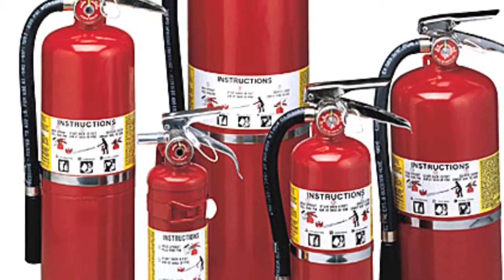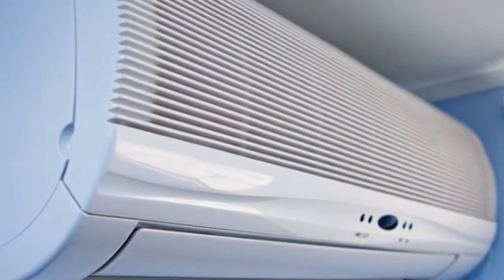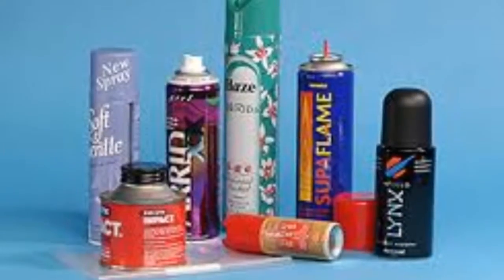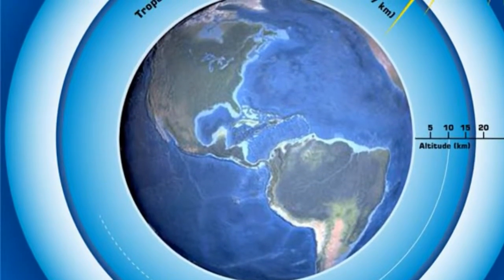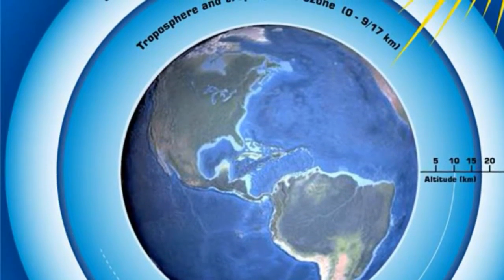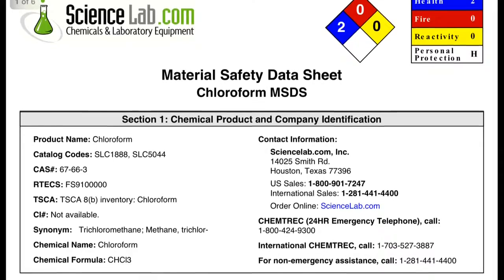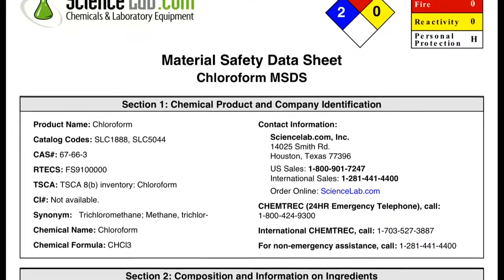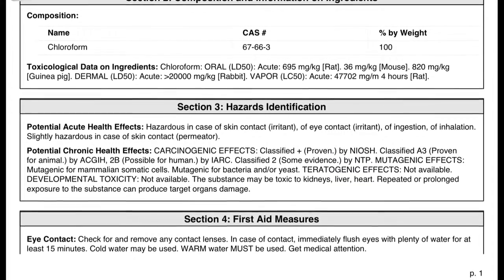Some uses for the alkyl halides include fire extinguishers, refrigerants, propellants, solvents, and pharmaceuticals. One drawback to the use of the alkyl halides is that if used incorrectly, they can cause damage to the ozone layer, but are perfectly fine if used correctly. Here is a material safety data sheet, or MSDS, for chloroform, which can be, if used incorrectly, very dangerous.